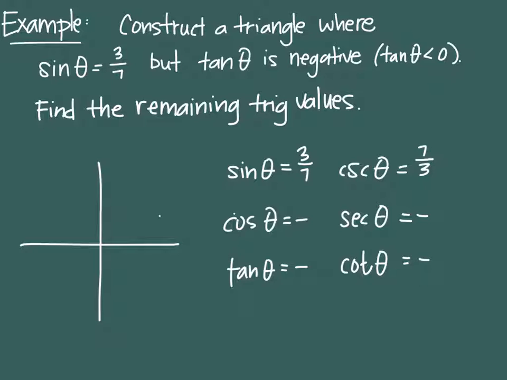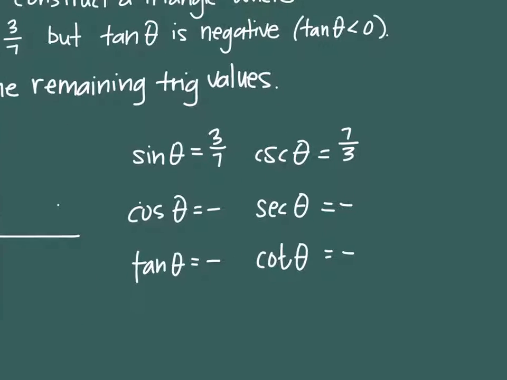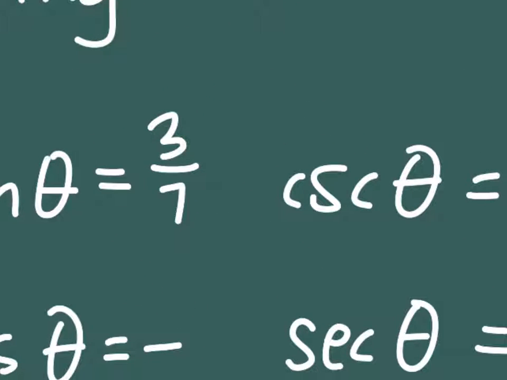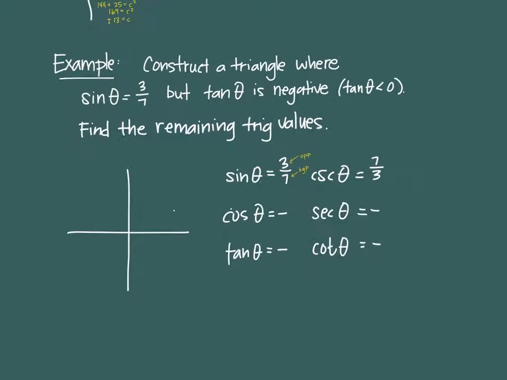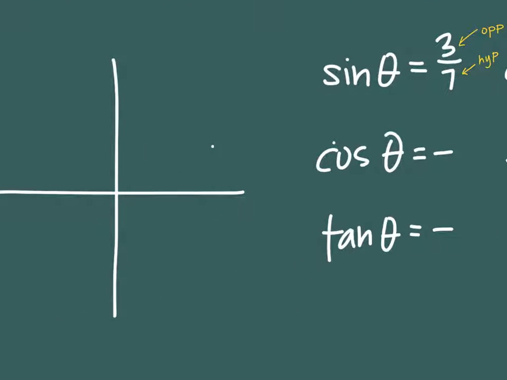So I can tell all of that by sort of doing a fill-in-the-blank thing. Then I'm ready to draw my picture. Since I know that sine is 3 over 7, I know that has to be the opposite side, and that has to be the hypotenuse side. Okay, so I have to have 3 over 7, which means my triangle is either going this way or it's going this way, because it's 3 as the opposite and 7 as the hypotenuse. It's one of those two things.